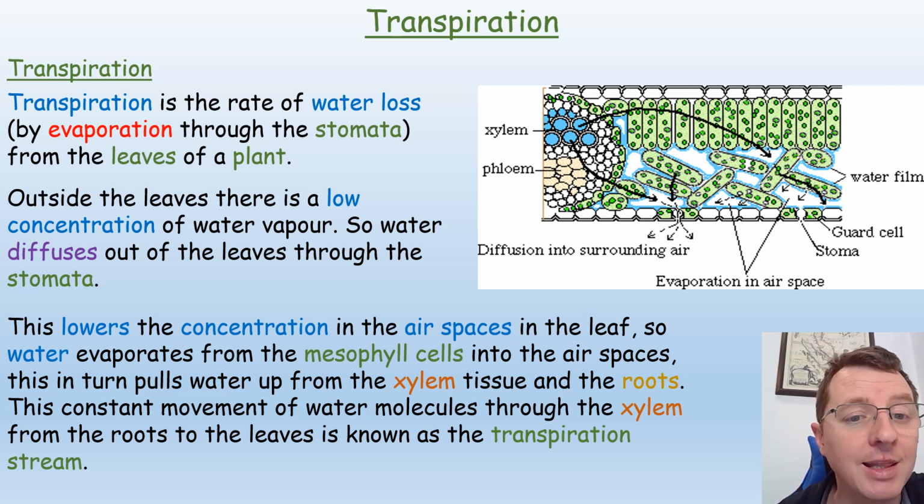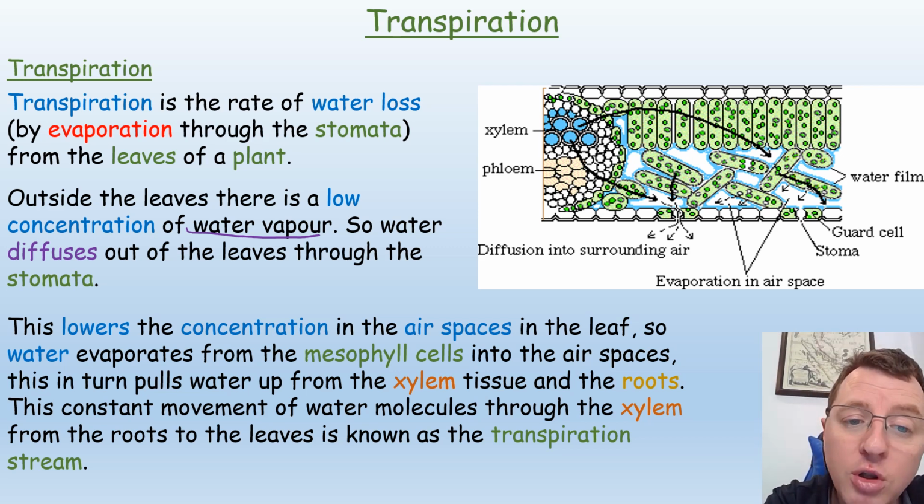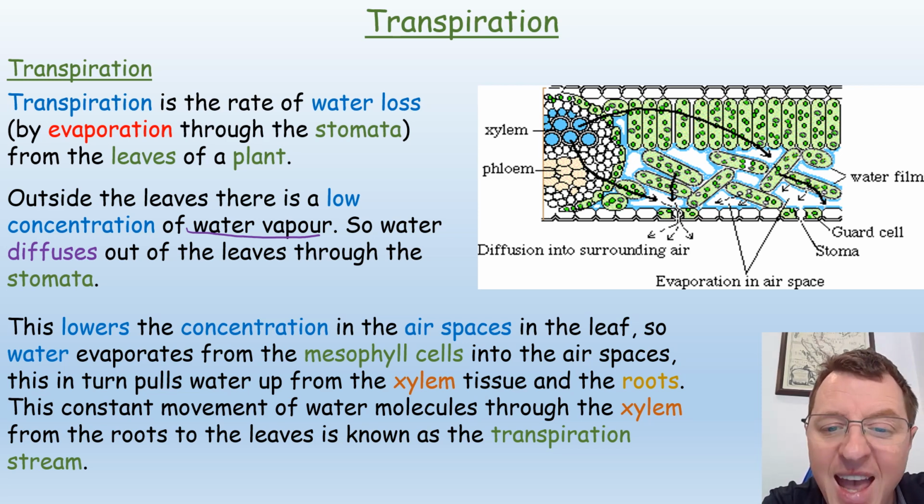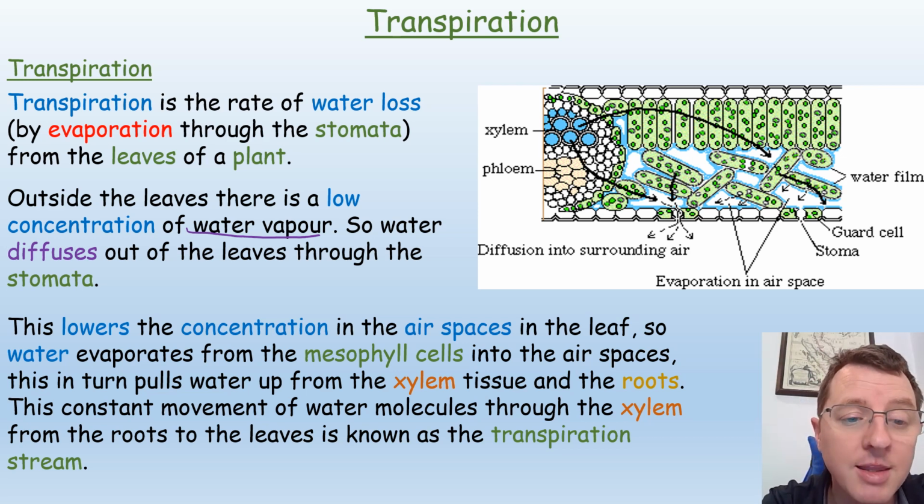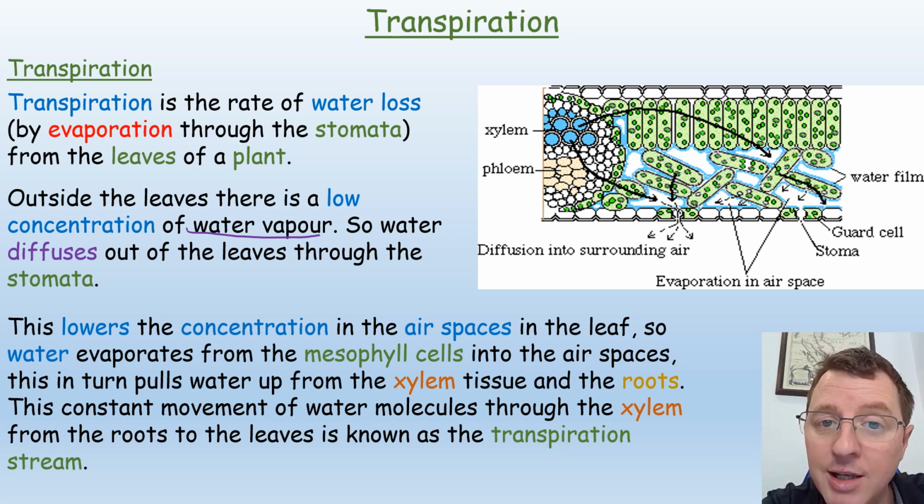Outside the leaves there will be a low concentration of water vapour, so water diffuses out of the leaves through the stomata, and this will lower the concentration within the air spaces in the leaf, so water evaporates from mesophyll cells into those air spaces, and this in turn pulls water up from the xylem tissues and the roots. This constant movement of water molecules through the xylem from the roots to the leaves is known as a transpiration stream. Now this is how water is moved into the leaves so that the water can be used in photosynthesis.